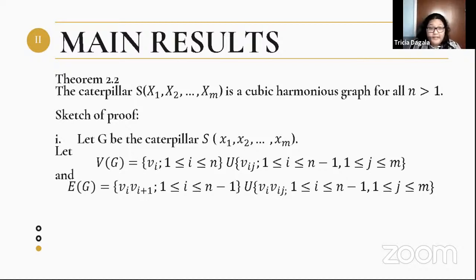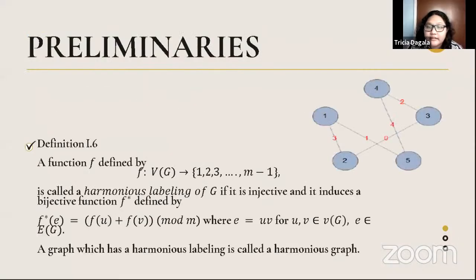So you first define the vertex set V sub g. V sub g is the union of V sub i, i from 1 to n. No, this is union, not a U. The vertex set of the caterpillar is, wait, I'm showing you the caterpillar.